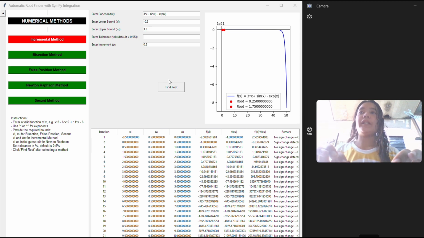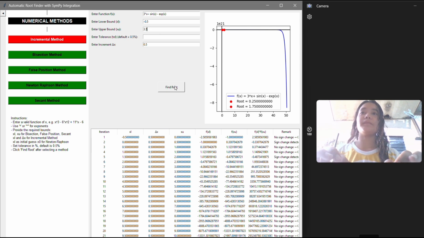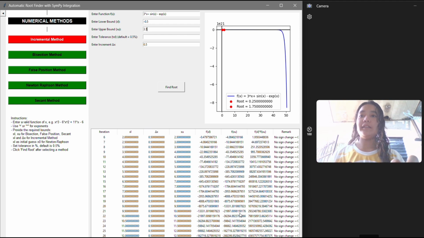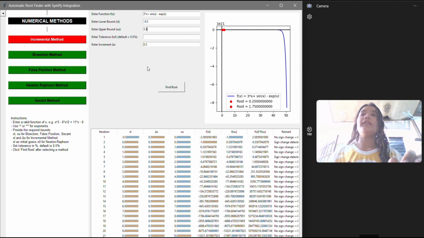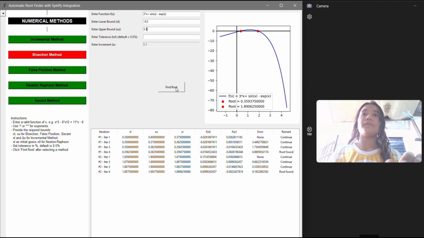So now let's start running the incremental method. As you can see, it found 2 roots, and this is the iteration table for the incremental method. Now let's move to the bisection method using the same function and inputs. It is the same as the incremental method: it has 2 roots and the iteration table.